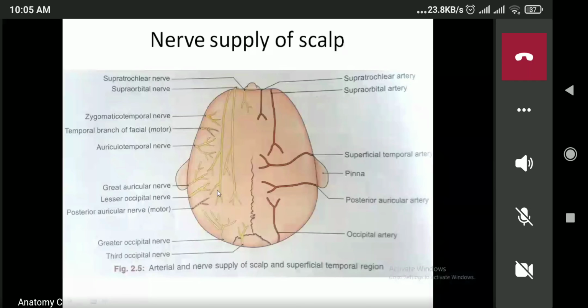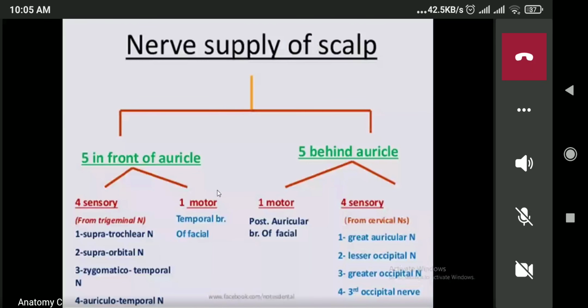Okay, so I think it will be more clear from this flow diagram also. Nerve supply of the scalp: there are in total 10 nerves, 5 in front of the auricle and 5 behind the auricle. Among the 5 in front of the auricle, 4 are sensory and 1 motor. All 4 sensory nerves are from the trigeminal nerve.